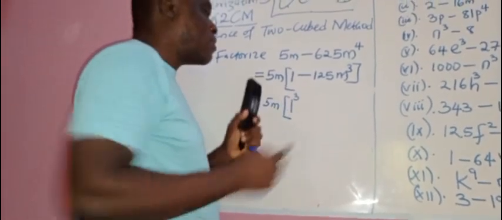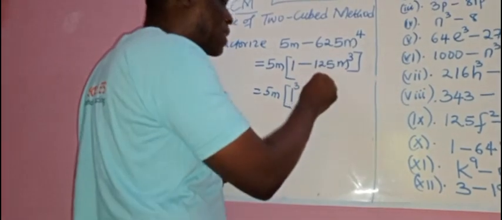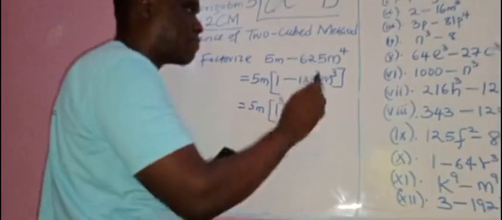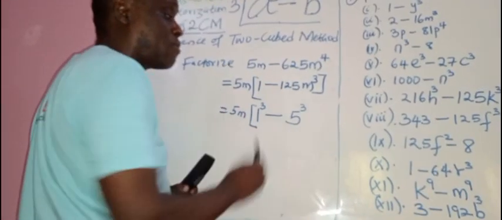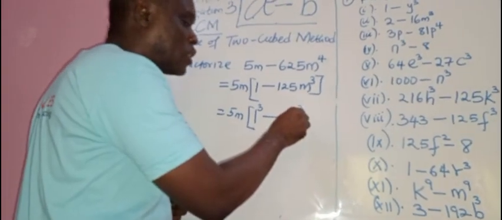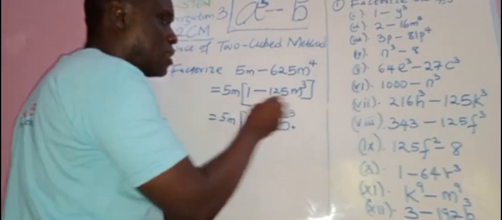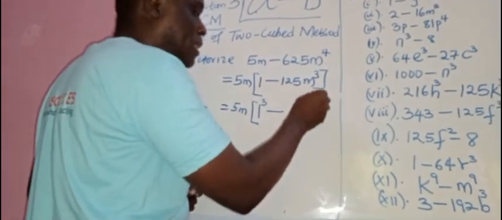Okay? 125. This minus can be written as 5 raised to the power 3. 5 times 5 times 5 times 5 times 5 is 125. You have to put a dot. Dot means times. But this 125 and m raised to the power 3 are joined by times. This one is already m raised to power 3.